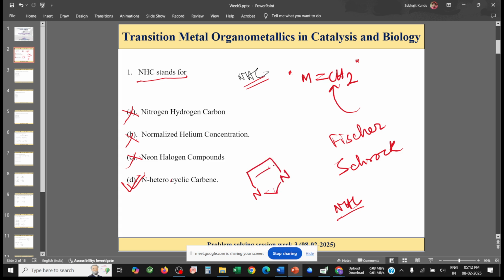It may be a double bond, it may not be a double bond. This carbene is this, and here these two nitrogens are substituted by an R group. So this is called N-heterocyclic carbene, NHC.